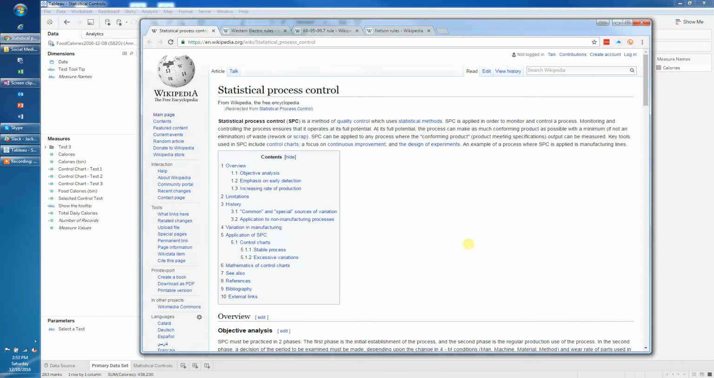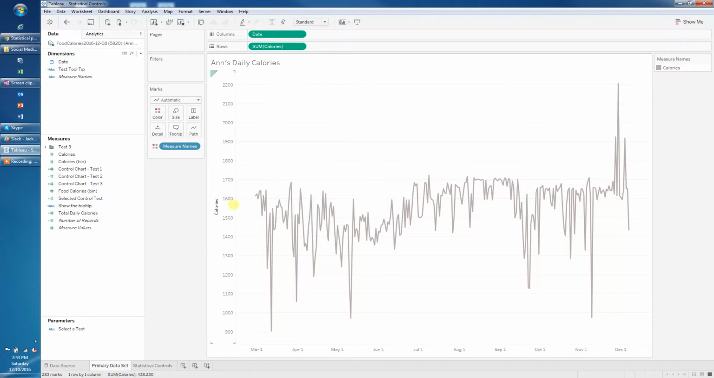Okay, so let's dive into Tableau. The data set that I'm going to be working with is just my total daily caloric intake, to get you accustomed to the data set that we're looking at. I will tell you up front that the y-axis is truncated. It starts at about 850 kilocalories or calories and goes up to a little bit more than 2200. That's because for me what's important is the fluctuation, the variance between the different days.